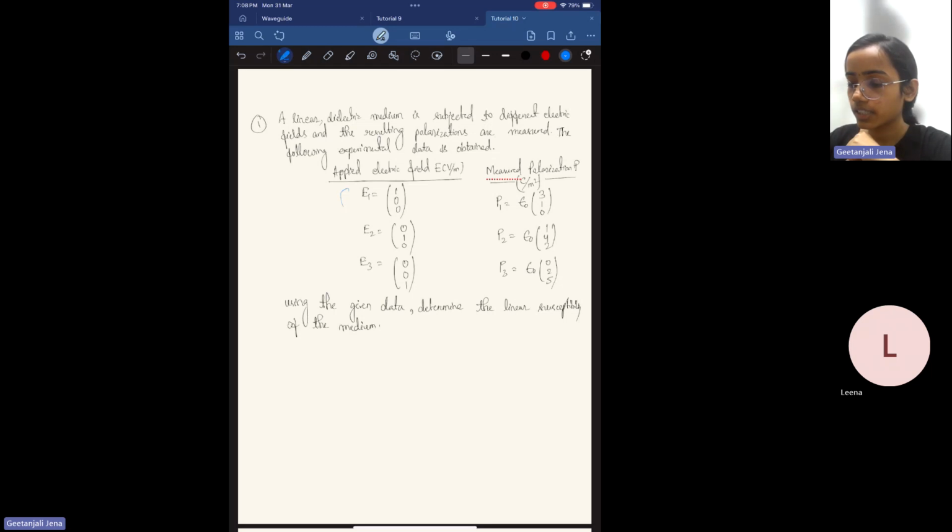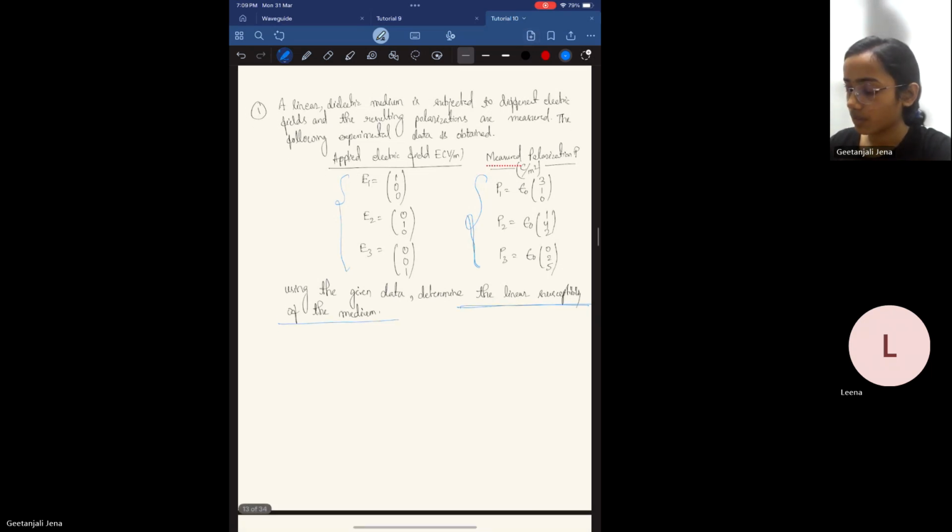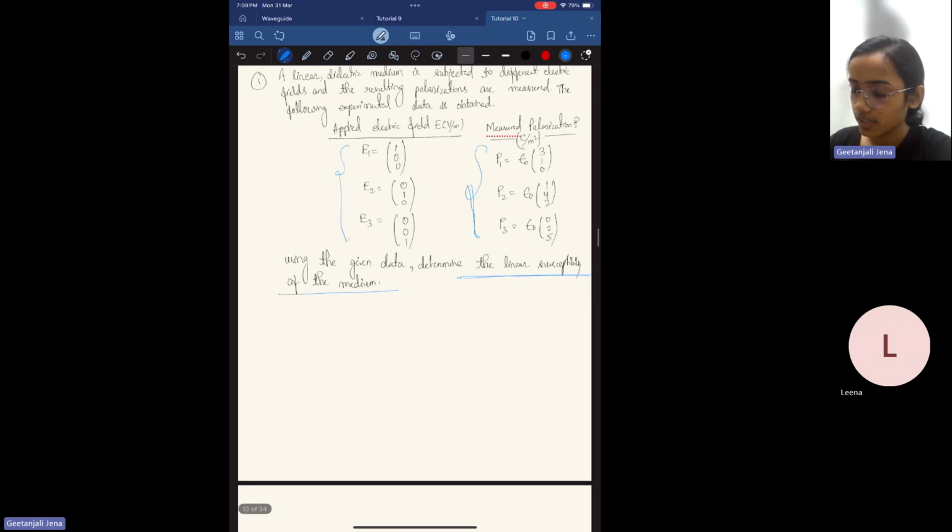So these are three kinds of electric field applied to the linear dielectric medium, and these are the three responses that we are getting. Using the given data, determine the linear susceptibility of the medium. So let us see.